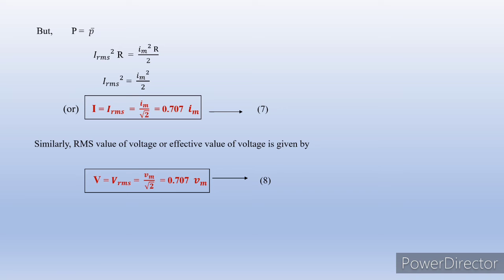This is equation 7. Similarly, RMS value of voltage or effective value of voltage is given by V equal to V RMS equal to Vm by root 2, that is equal to 0.707 times Vm. This is equation 8.